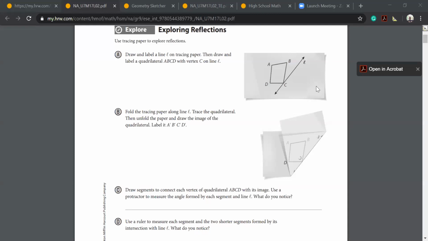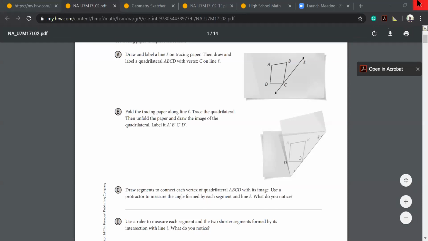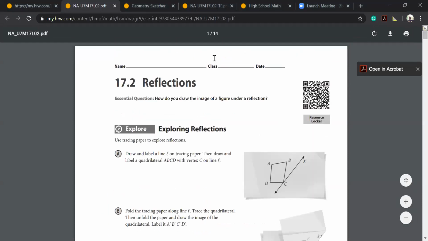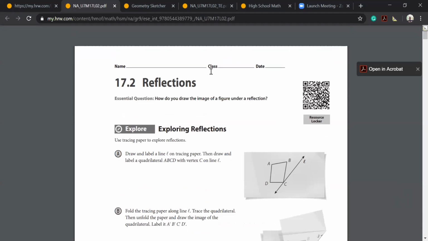Okay, today we are starting the new lesson. The new lesson is about reflections. As we said, we were talking about transformations, and we have learned so far translations in both vector and coordinate notation. Now we are going to be dealing with reflections.